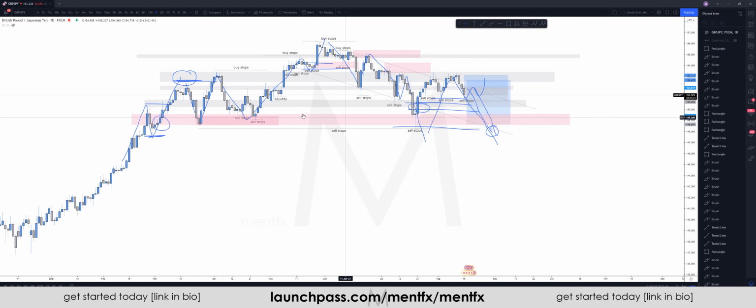Because yes, although it's true there is a nice support here, there's nothing saying it's going to hold. And a lot of retail that's starting to get involved on these breaks of trend lines, on the breakout of the channel, on the support lines are probably, not guaranteed, because we never know 100%, going to continue getting liquidated by these pushes down.